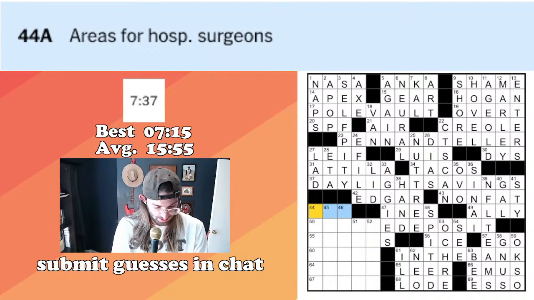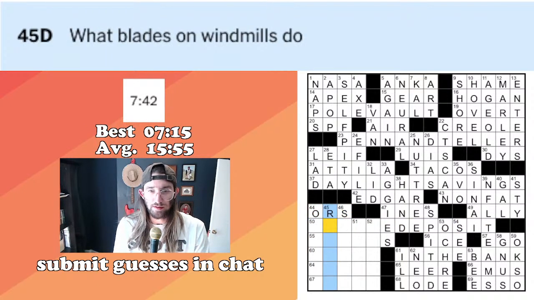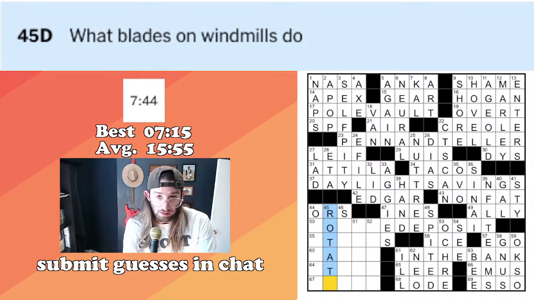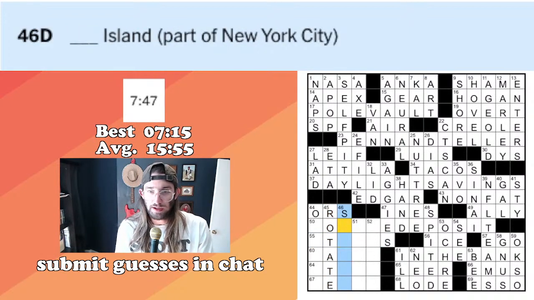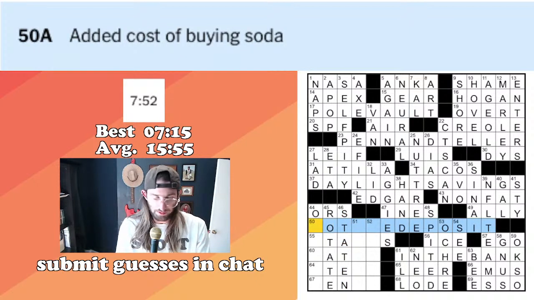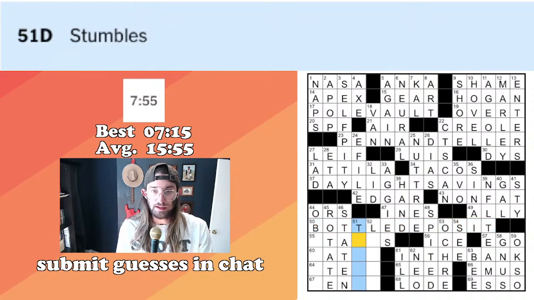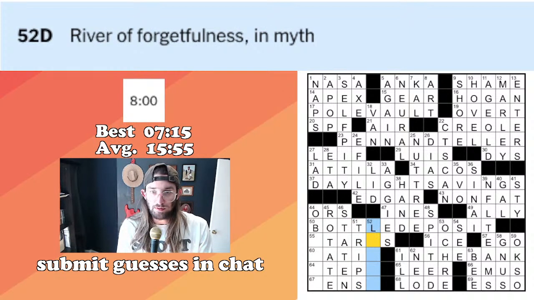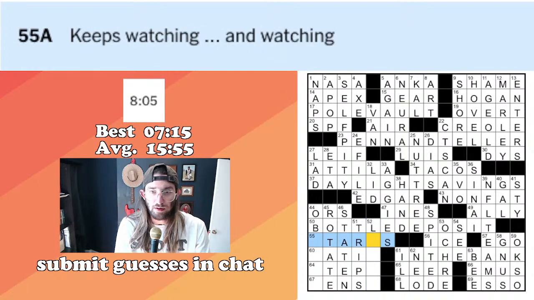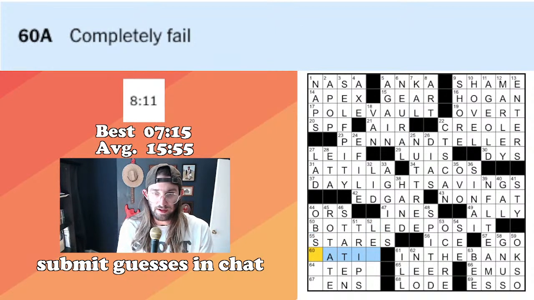Areas for hospital surgeons. Operating rooms. Dwell on. No. What blades on windmills do. Rotate. Alright. Blank New York. Staten Island. Bottle deposit. What's the T? Stumbles. Trips. River of thoughtfulness. Forgetfulness in myth. I don't know. Keeps watching and watching. Stares. Completely fail. Eat it.